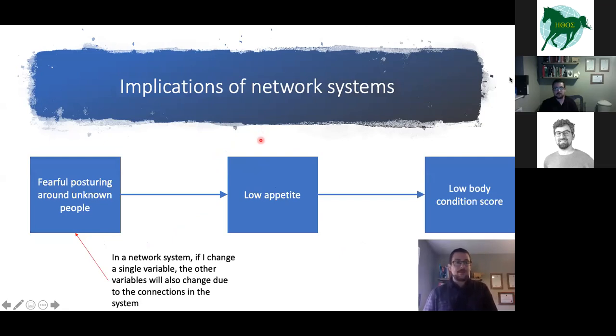However, in the network system, if I intervene at the level of a single variable, so I manage to tweak this animal's threat perception and change their fearful posturing, then that would predict that I would see improvements in appetite and improvements in body condition score. If I just change appetite by, let's say, some medication or chemical means of improving appetite, then I might see an improvement in body condition score, but I wouldn't see an improvement in fearful posturing. So the two models make very different predictions, and this has implications for how we intervene and control.